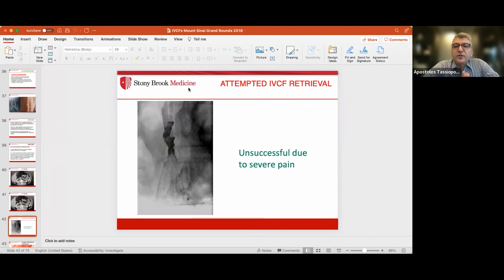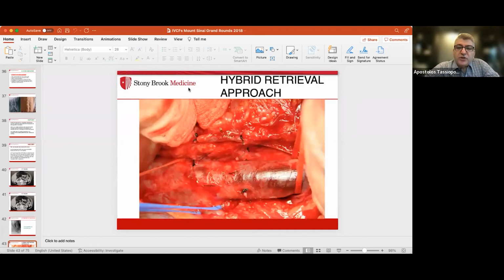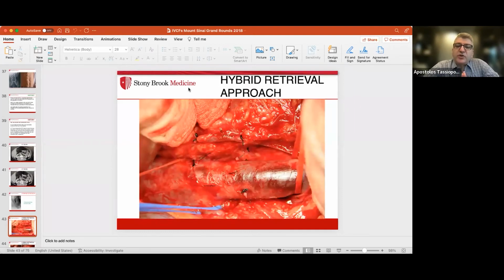He had an unsuccessful attempt at retrieval due to severe pain. When we tried to retrieve that filter, it was impossible for the patient to tolerate the pain, so we aborted that procedure. So then we did a hybrid procedure, and you can see we went in here, and all of these prongs that are coming outside the cava were released from the tissue surrounding them, but the one in particular was the one in the renal vein that we had to carefully remove because it appeared that it was pulling the entire vein up.